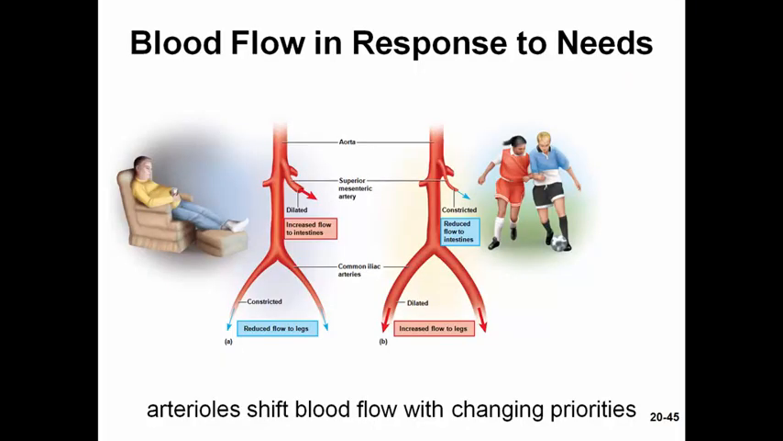The body, using the capillaries and these vessels, can shift the blood flow to the needs of the body. The arterioles shift the blood flow according to the different priorities the body is under. If you eat a high carb meal and sit down in the recliner, with a built-in table there with your abdomen, watching a football game on a Sunday afternoon, you're going to have reduced flow to the legs because all the blood is going to the mesenteric artery, feeding the mesentery around the intestines because you're digesting that large carbohydrate meal.